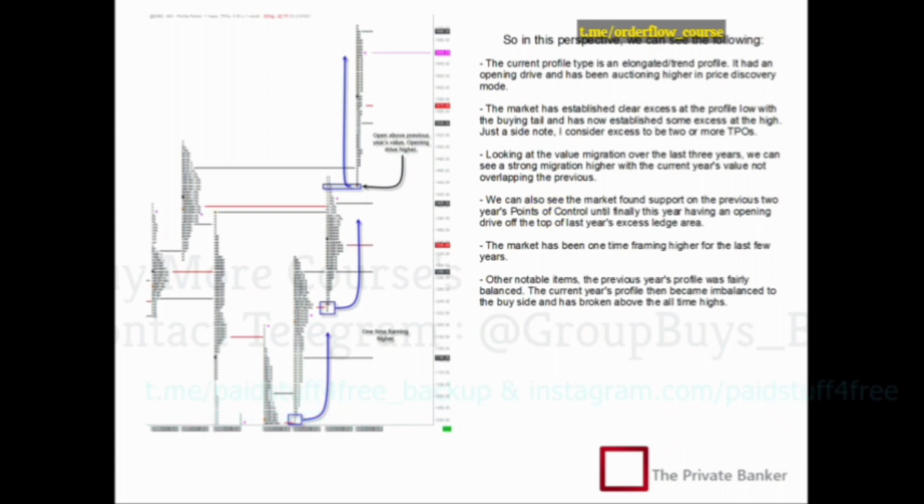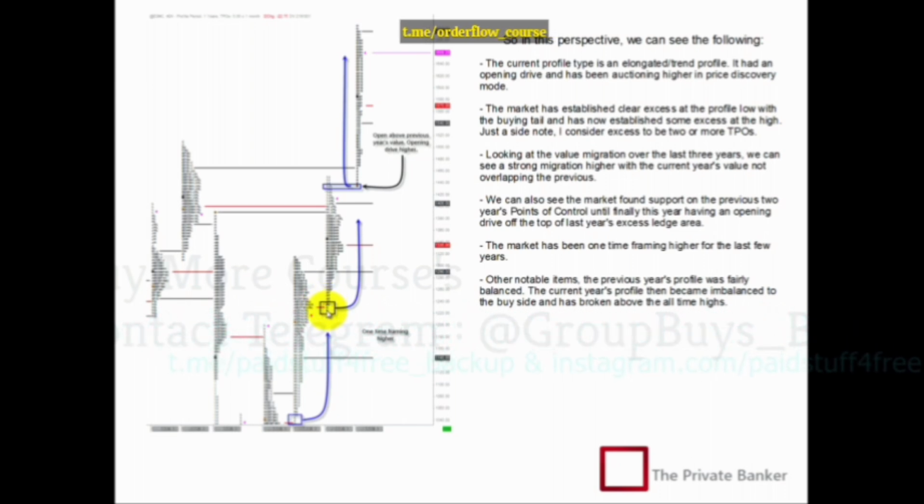We can also see the market found support off the previous 2 years' points of control till finally this year having an opening drive off the top of last year's excess ledge area, which would be this area here. So a ledge is, in my opinion, at least 3 TPOs or more. Sometimes 2 will work, but typically I like to see 3 TPOs there. And then, of course, as I referenced, here's the point of control. The market opened essentially right on that level, tested it, and took off higher.